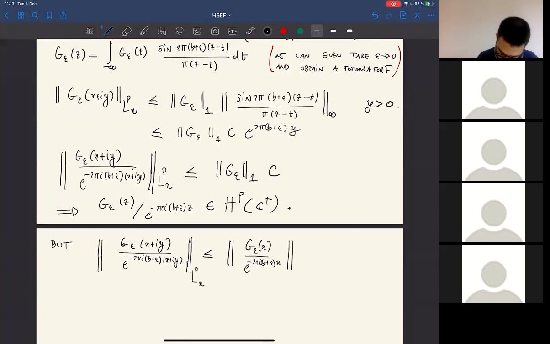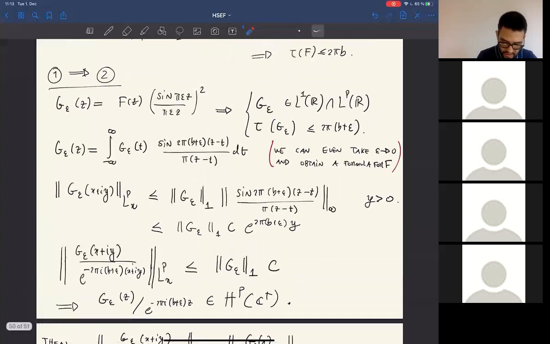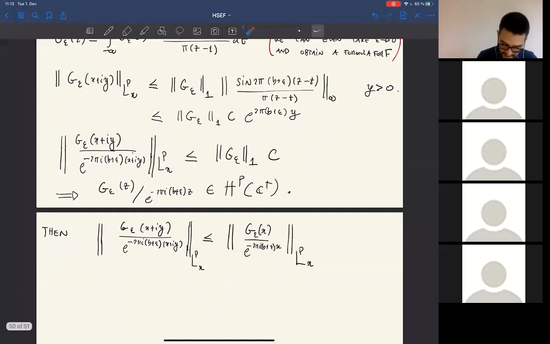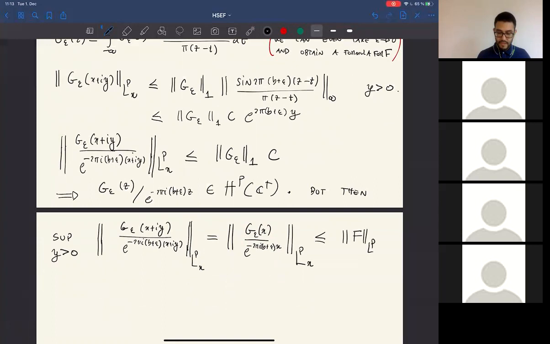LP in x. This is a property of Hardy spaces that we studied. But then this has norm one. This absolute value is equal to one on the real line. And this guy was just F times something less or equal than one on the real line. Great, so I can even write right here. But then we know that the supremum over y positive is equal to the norm on the real line, but this is less or equal to the LP norm of F on the real line. Okay?